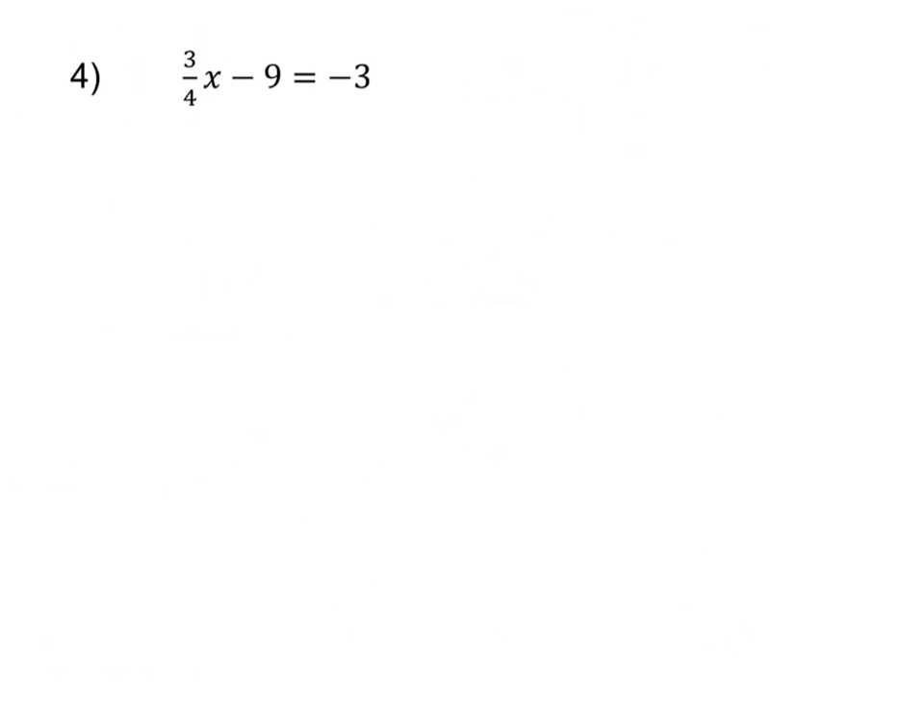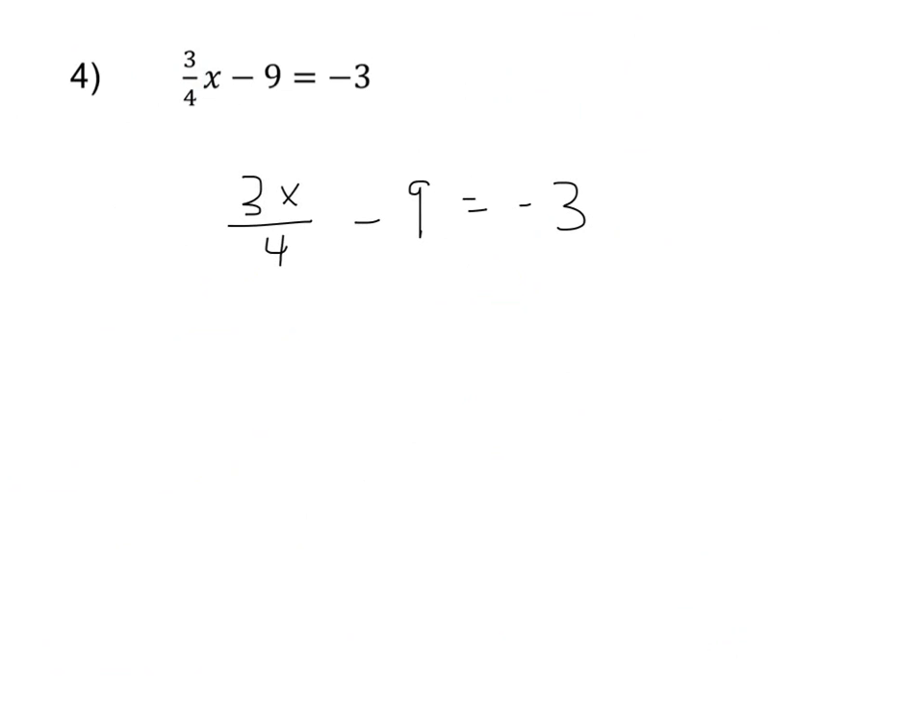All right, let's look at another one. We have this: 3/4 x minus 9 equals negative 3. Now, there's one thing here I want to make sure you are clear with. This right here, 3/4 x, it's 3/4 times x. But another way that you could look at that would be like this: 3x over 4 minus 9 equals negative 3.